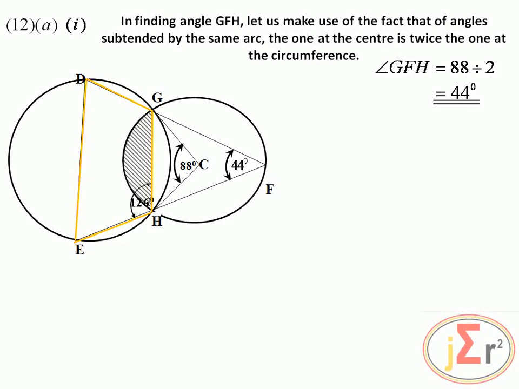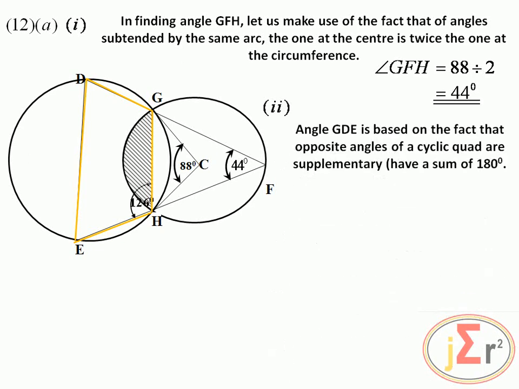We need angle GDE. So why do we highlight a quadrilateral? We know that a quadrilateral that has anything to do with circle theorems, having any significance at all, has to be a cyclic quadrilateral. So there we have the cyclic quadrilateral.